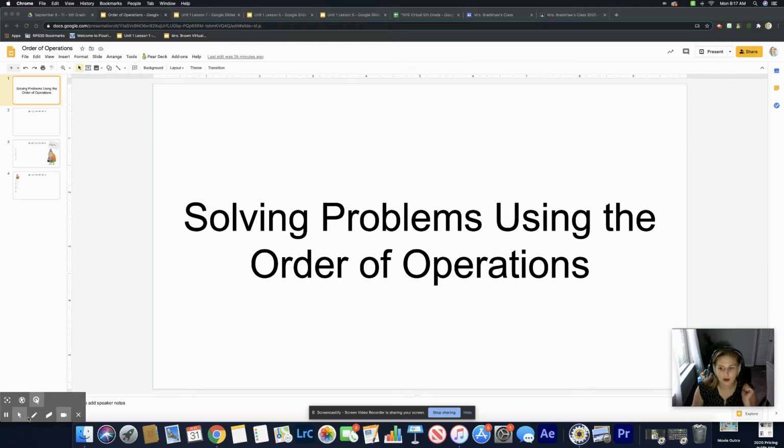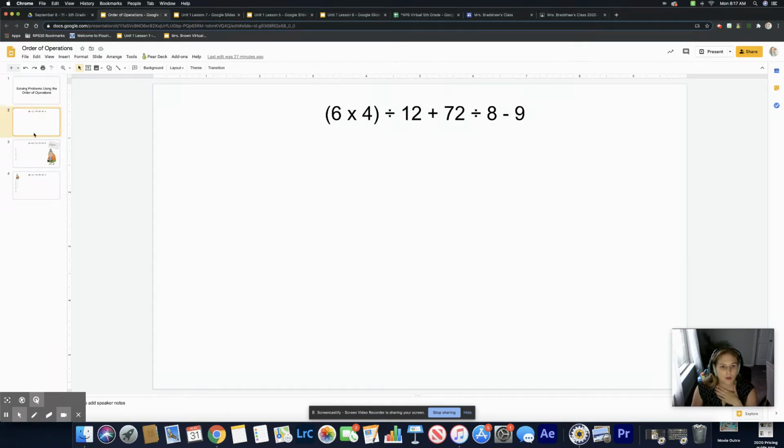We are going to do a quick overview of solving problems using the order of operations. So we will see problems that look like this, and that looks like a very scary problem because we don't know where to start. And the problem is if we solve this any way that we feel like we should, we're all going to get different answers.